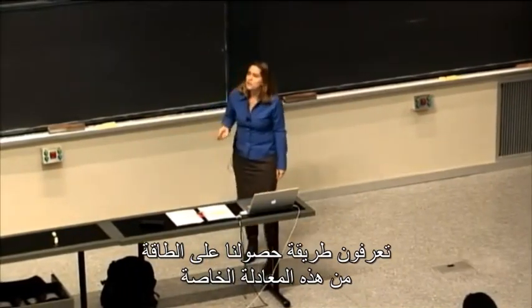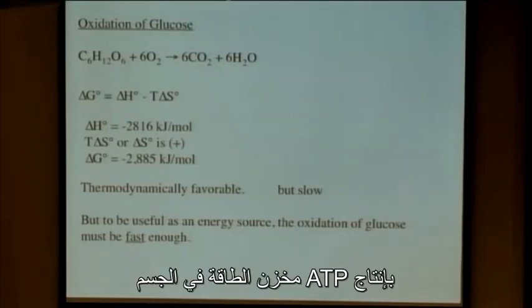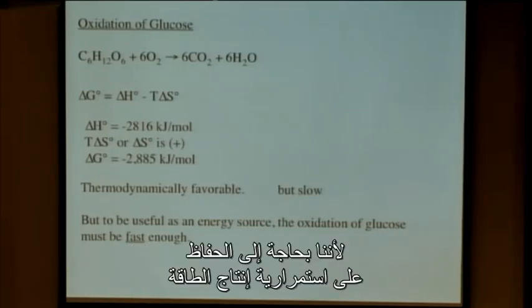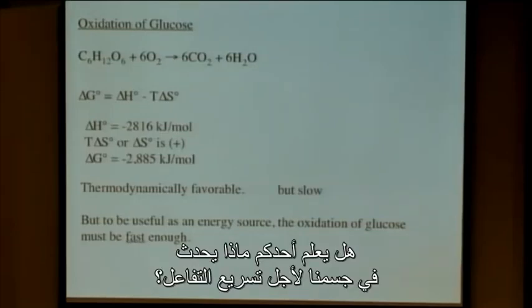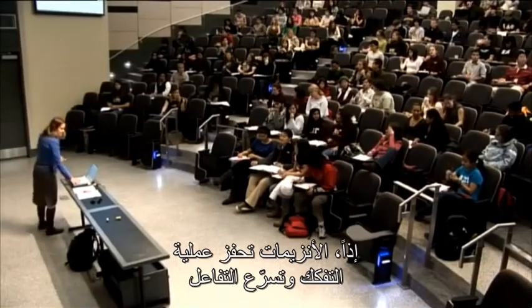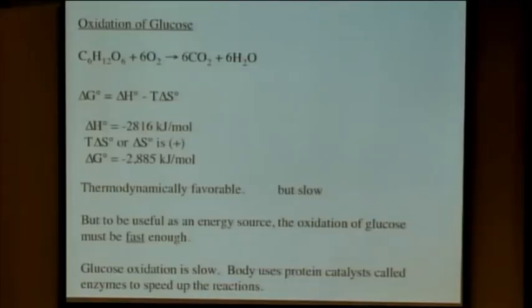So you know for this particular reaction, this is how we get energy. We make ATPs of energy for the body. So it's slow, but in the body we have to do something about that because we need energy to keep going. And so to be a useful energy source, the oxidation must be fast enough. So does anyone know in the body what happens to make that reaction faster? Enzymes, right. So enzymes are catalysts, and they will speed up the reaction.